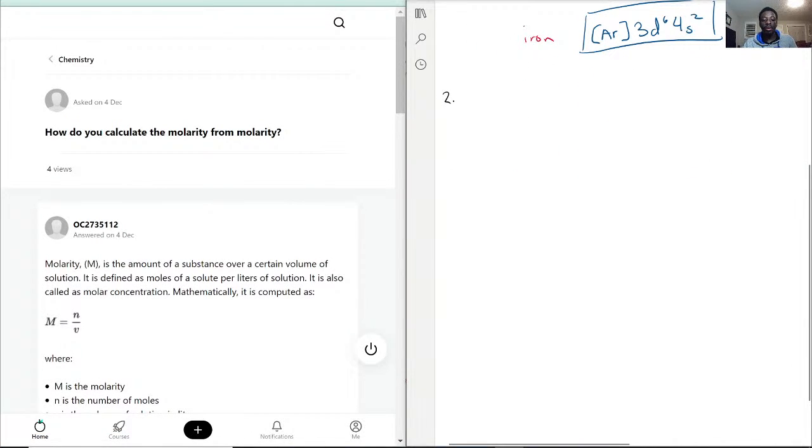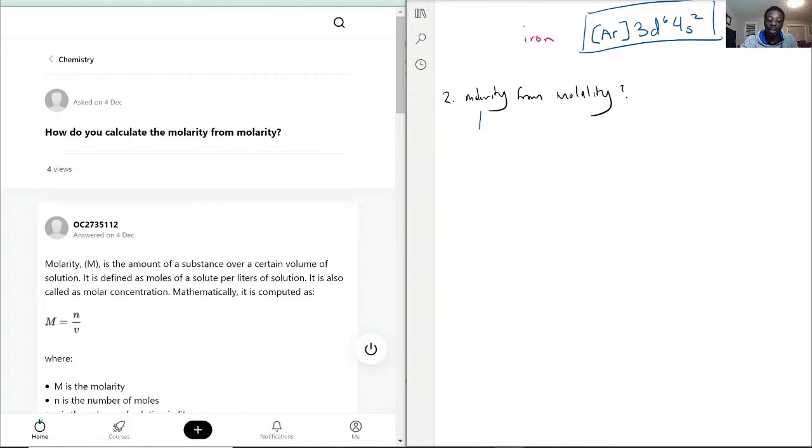How do you calculate molarity from molality? I have read over this question and it was just a typo there. What they meant to ask was molarity from molality. And right now, we're actually just going to focus straight on units.